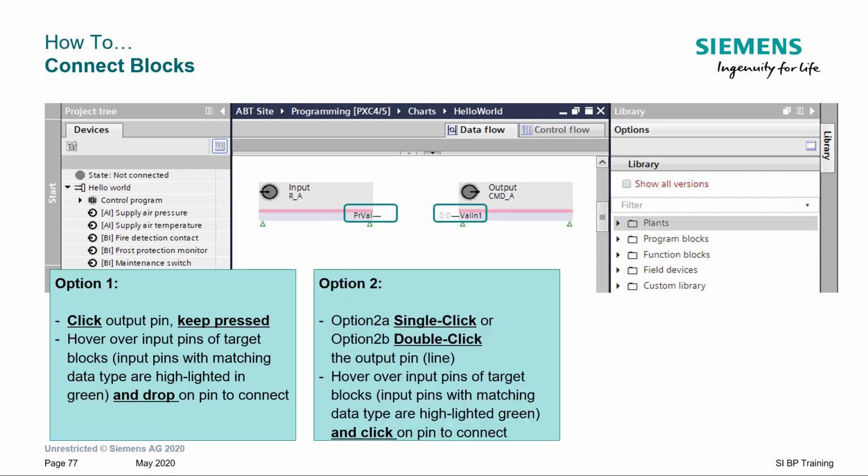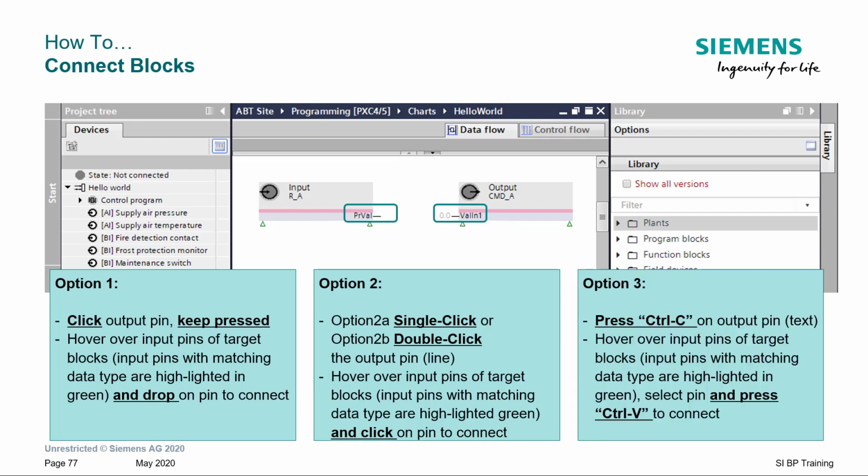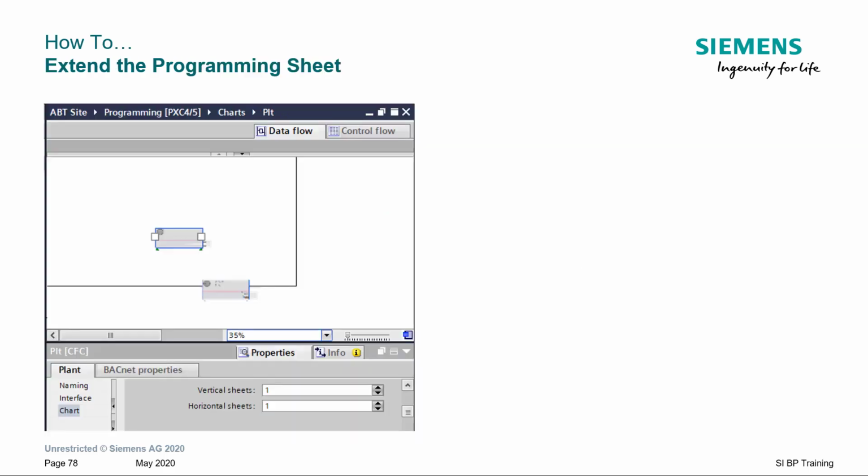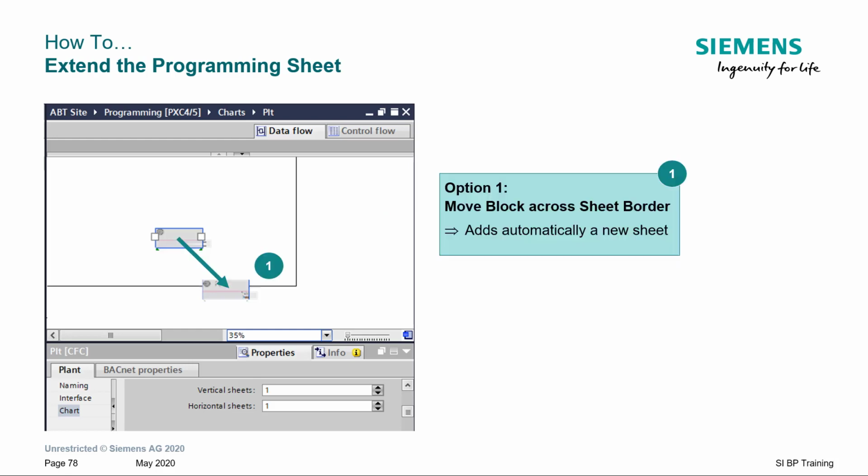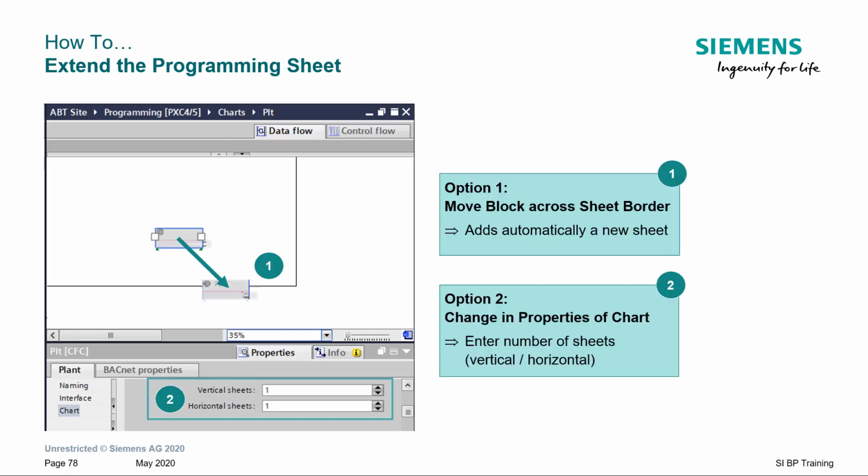Second option could be to single or double-click on the line of the output pin and then click on the target input pin. Otherwise, you could also select the output pin text and press Ctrl and C keys on your keyboard. And, to make the connection, select the target input pin and press Ctrl and V keys. When required, the programming sheet can be extended by moving a block across the sheet border or specifying the number of sheets required in the chart properties.